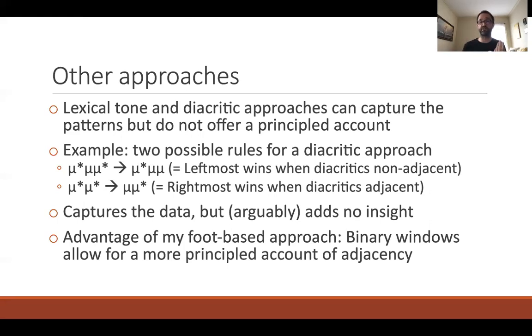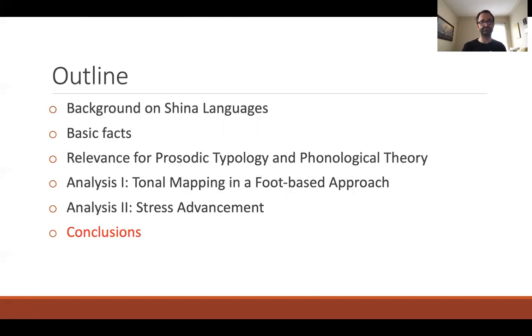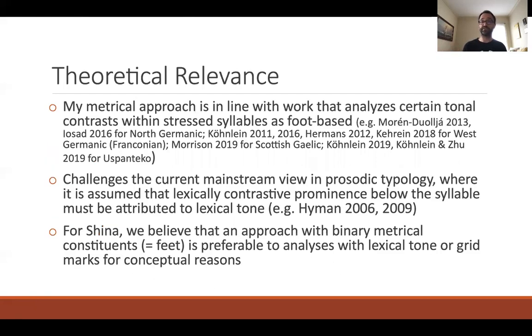So that's why I think that my foot-based approach allows us to incorporate insights from foot structure, which basically is that we do have binary windows, and that these binary windows can make a difference in how the winner of these two underlying accents is determined. And so therefore, I think this is a more principled account of adjacency. So, moving towards my conclusions. First of all, the theoretical relevance of this is that the metrical approach is in line with a lot of work that analyzes certain tone contrasts within stressed syllables as foot-based. I give a few examples here. There is more work on this, but this is just to show that this is not an isolated thing for Shina.